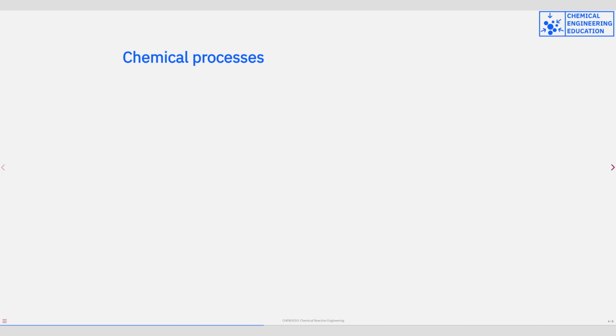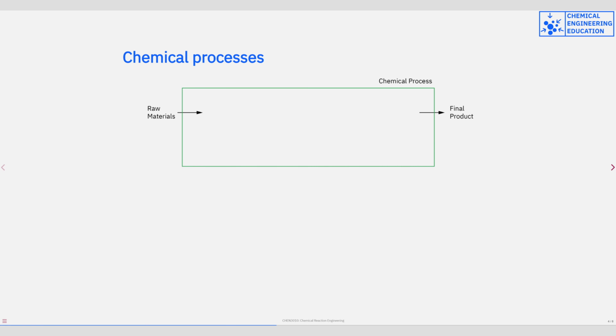Typically, all chemical processes are designed to convert raw materials to produce a product that meets all the quality specifications and is ready for the market. These chemical processes broadly involve three steps.